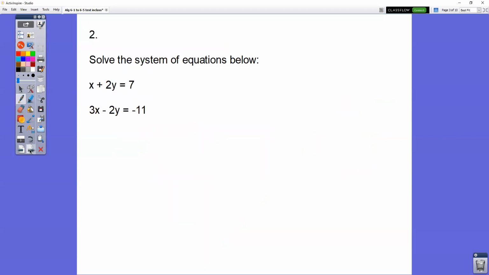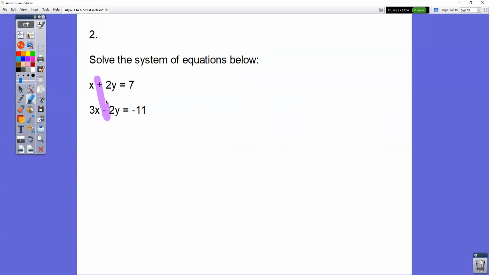Take a look at question number two. Solve the system of equations below. Now, this one is a little bit different. This one, you could rearrange for y equals and y equals. That's one way to do it. You could make opposites with your x's by multiplying this top equation by negative 3 and distribute.